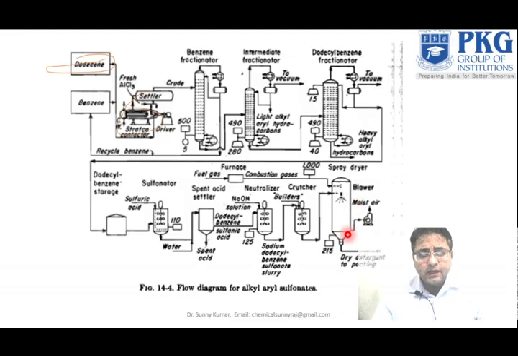In the spray dryer, by the use of the combustion gases and the blower, we will dry our sodium dodecyl benzene sulfonate slurry, and collecting from the bottom, we get dry detergent for the packing. So this is a simple process.